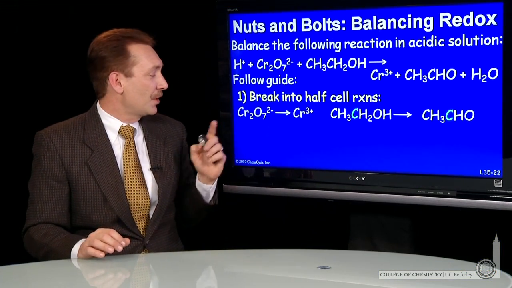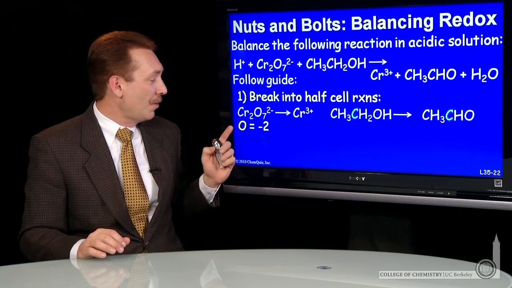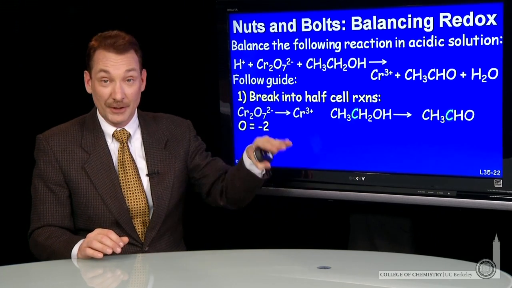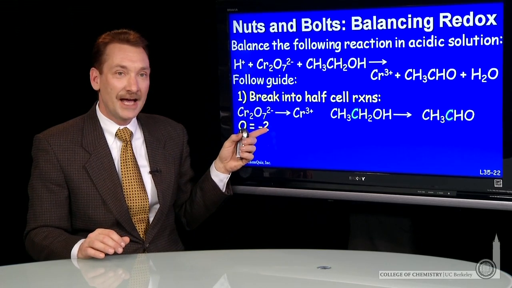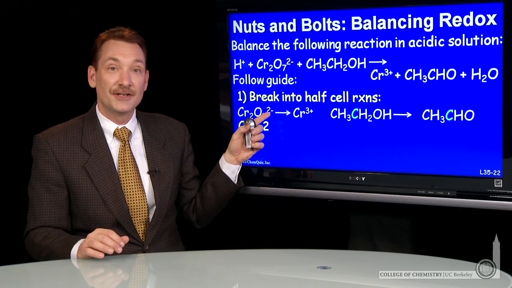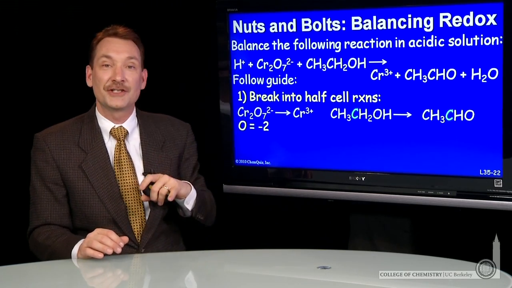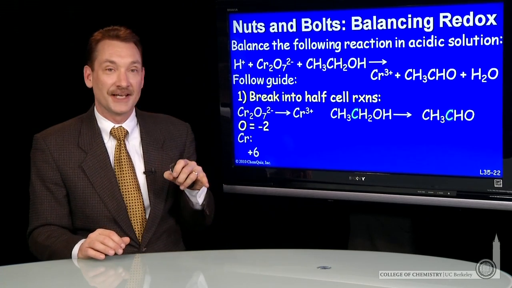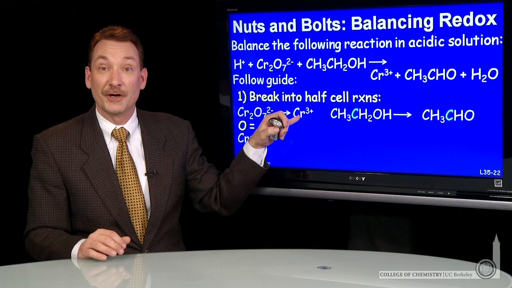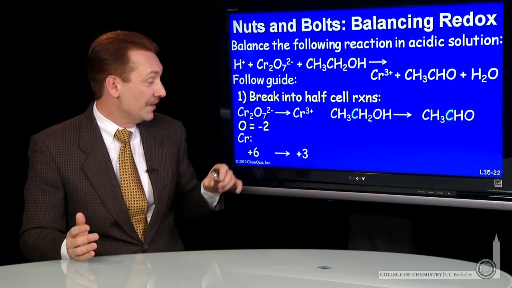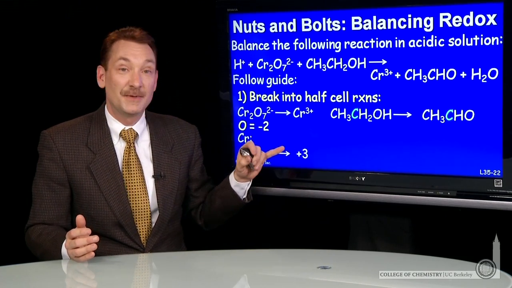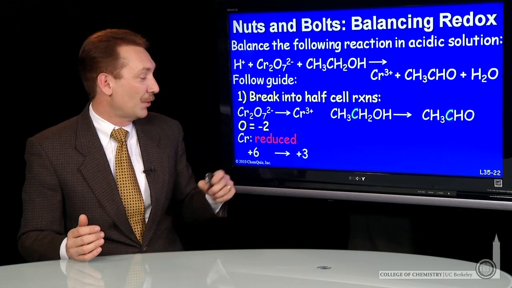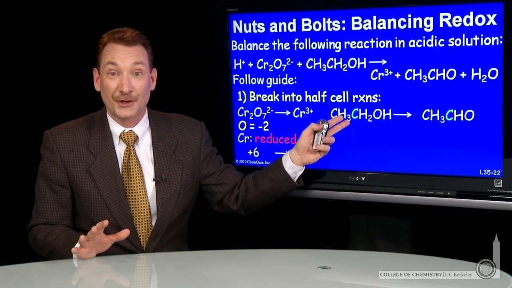So here's chromium. In the dichromate, the oxidation number of oxygen is -2, pretty much universally. So we can use that and this charge state to determine the oxidation number of chromium. And that turns out to be +6. And the oxidation number here is obviously +3. So chromium is being reduced. Its oxidation number is reduced. So hopefully that means an oxidation is occurring over here.